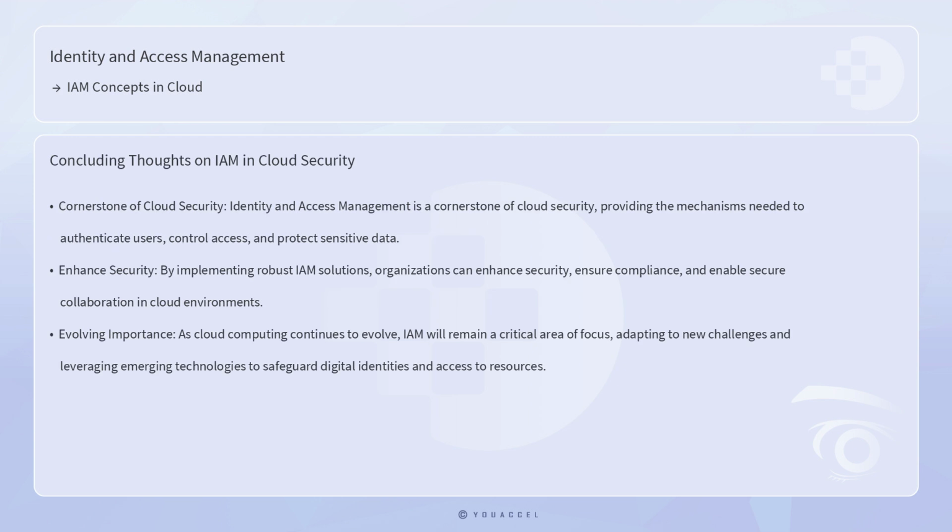In conclusion, identity and access management is a cornerstone of cloud security, providing the mechanisms needed to authenticate users, control access, and protect sensitive data. By implementing robust IAM solutions, organizations can enhance security, ensure compliance, and enable secure collaboration in cloud environments. As cloud computing continues to evolve, IAM will remain a critical area of focus, adapting to new challenges and leveraging emerging technologies to safeguard digital identities and access to resources.